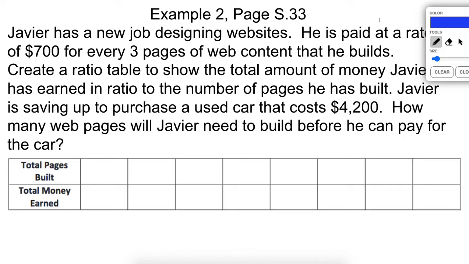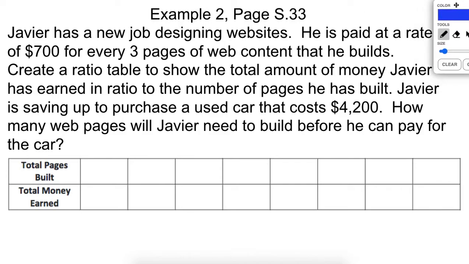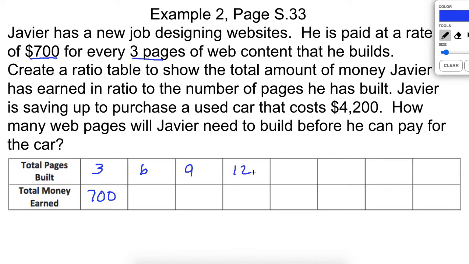So this one actually has a question they want us to answer, and we're going to use our table to do that. So the key is we have 3 pages, and pages is here. So the 3 goes there, and he gets $700 for every 3 pages, so he'd have $700. This is when we can just use our adding, so we're just going to count by 3: 3, 6, 9, 12, 15. Notice these are all just multiples of 3, aren't they? It's just like our times tables.